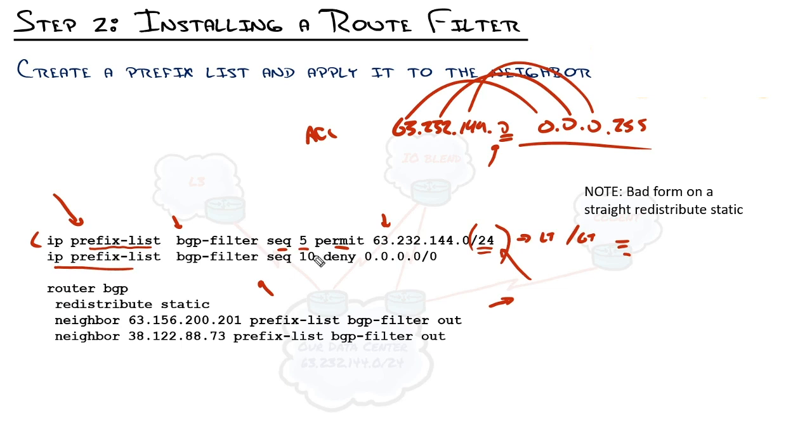Then underneath that, I said I also want to deny 0.0.0.0. It's kind of like my deny all. So yes, I messed up right here by redistributing all my static routes into the BGP table, and I'm going to fix that by typing in neighbor such and such prefix-list BGP-filter out, which applies my prefix list to all the outbound advertisements I'm sending to those neighbors, which allows only this one through.